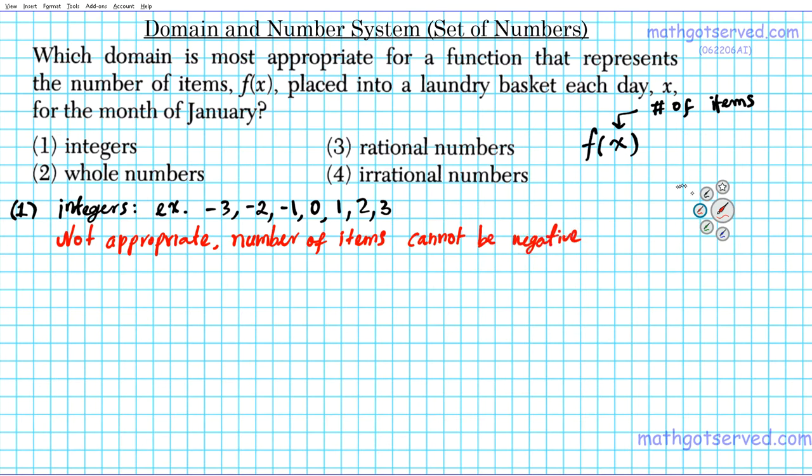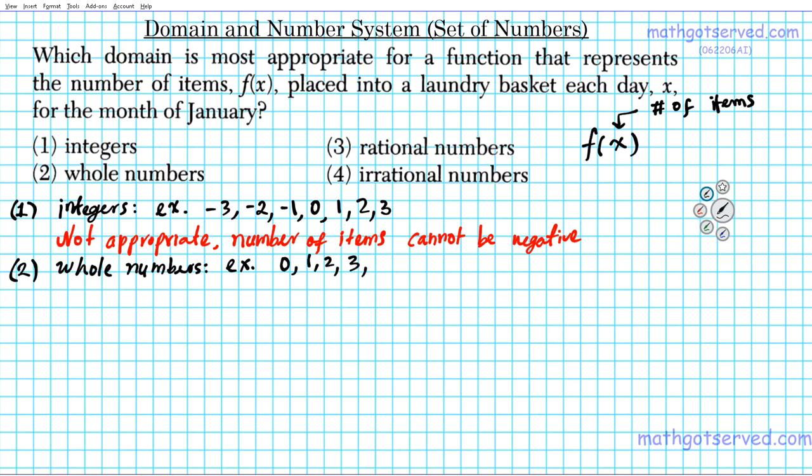All right, let's move on to the second one. The second option is whole numbers, also known as counting numbers. The name alone gives it away. So whole numbers are counting numbers starting from 0. So you can look at them as 0, 1, 2, 3.